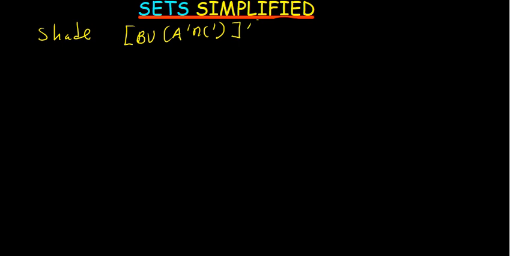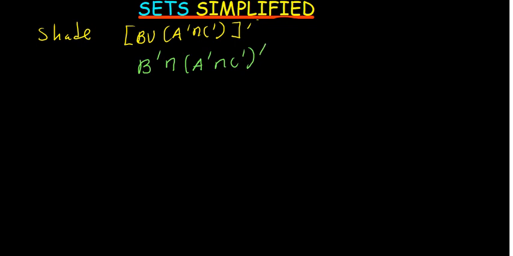So as you can see, the way it is, it will be very cumbersome to shade. So we need first to simplify. I'm first going to distribute this complement. So it becomes B complement. This sign here is going to change into intersection. Then we're going to have A complement intersection C complement, and then the complement also will go on this part.